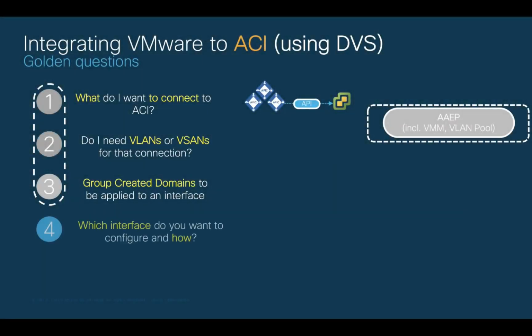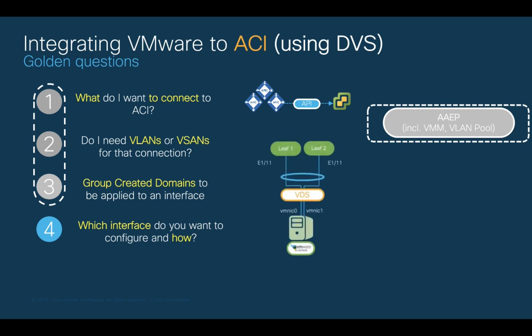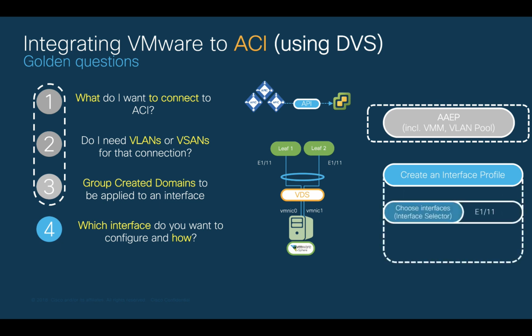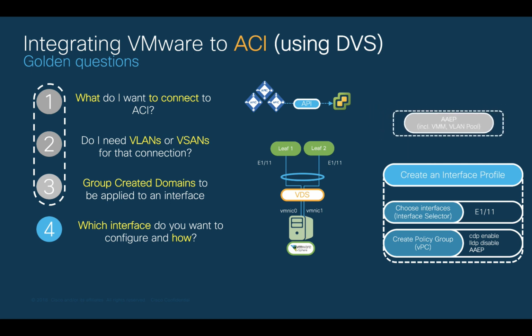Let's go back to our golden questions. The next one is, which interface do you want to configure and how? Remember, we will need to create an interface profile for this. Specify the interfaces to use and the type of interface you will need, like VPC in this case, as well as any specific policy you want to apply to that interface, such as CDP, LACP, etc. The most important part is to include the AEP you created in step 3 as part of the policy group.